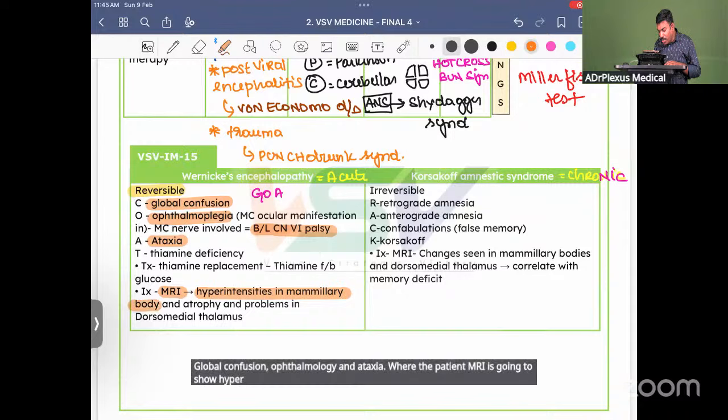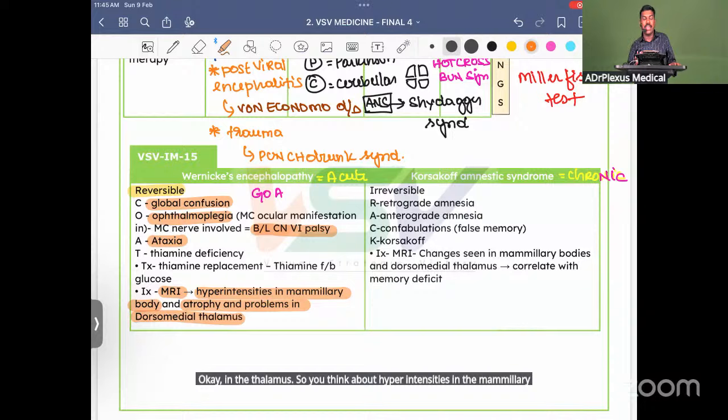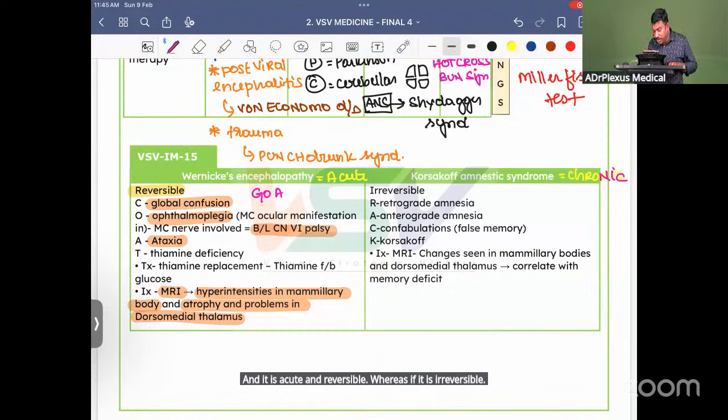The patient's MRI is going to show hyperintensities in the mammillary body and atrophy in the thalamus. So if you think about hyperintensities in the mammillary body, then it is Wernicke's encephalopathy, and it is acute and reversible. Whereas if it is irreversible, then it is Korsakoff psychosis, which is chronic and characterized by RAC, COTRAC: retrograde amnesia, antegrade amnesia, confabulation. Confabulation is building up of stories.